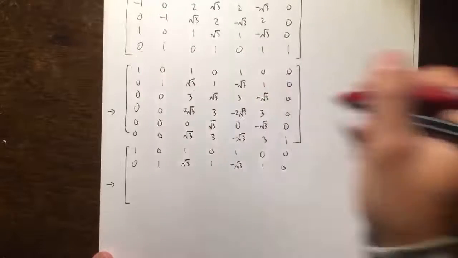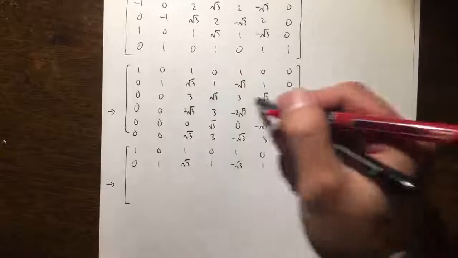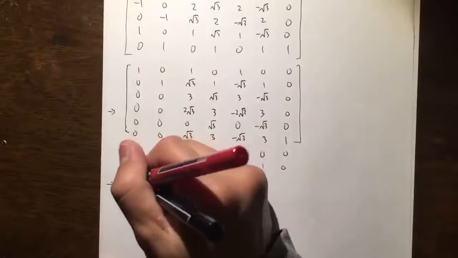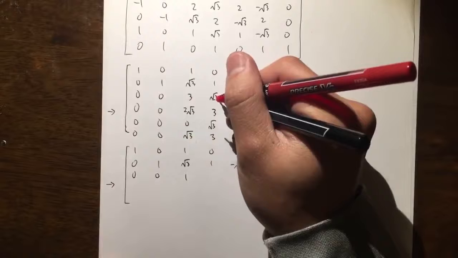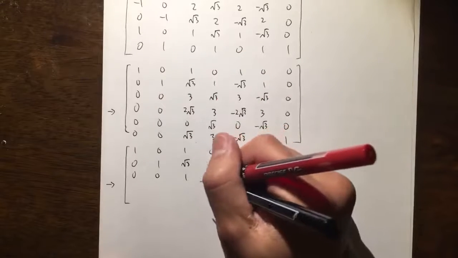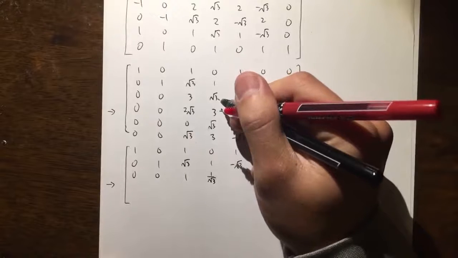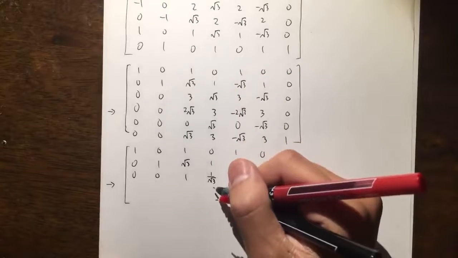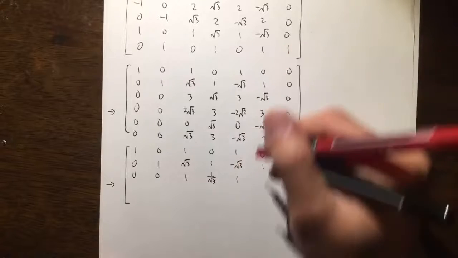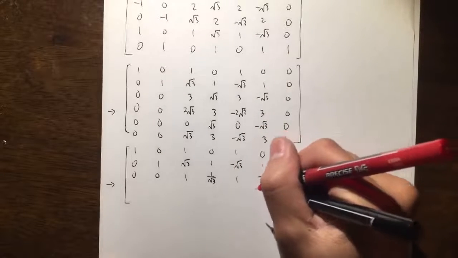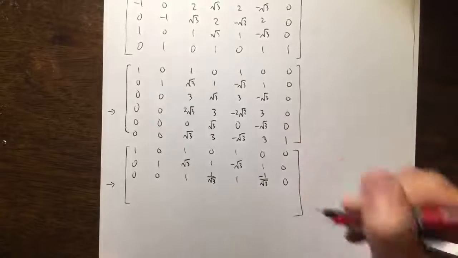And now I'm going to make this equal to 1. So I will do this in my head. So I will divide everything by 3. So this is going to be 0, 0. 3 divided by 3 is 1. Square root of 3 divided by 3 is 1 over square root of 3, okay? Square root of 3 divided by 3 is 1 over square root of 3. And then I'll continue. 3 divided by 3 is 1. Negative square root of 3 divided by 3 is negative 1 over square root of 3. 0 divided by 3 is still 0, like this.